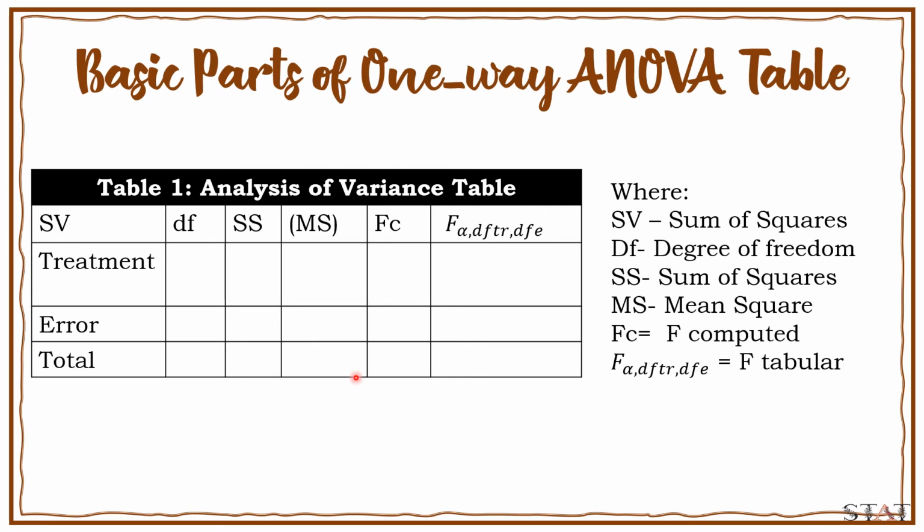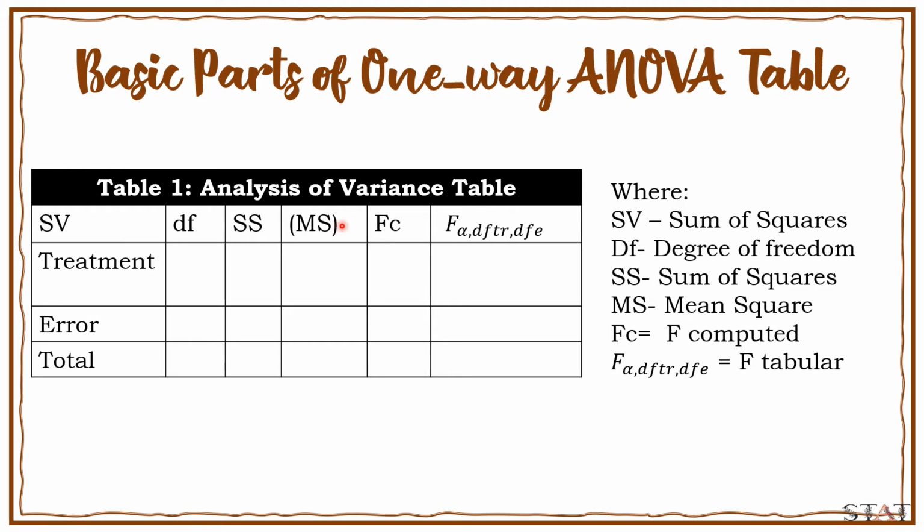So we'll go now to the computation, or the analysis of one-way analysis of variance. Here are the basic parts of the one-way ANOVA table. Whenever we have a test of hypothesis, we have to present this table. Table 1 example: analysis of variance with SV, DF, SS, MS, F computed.